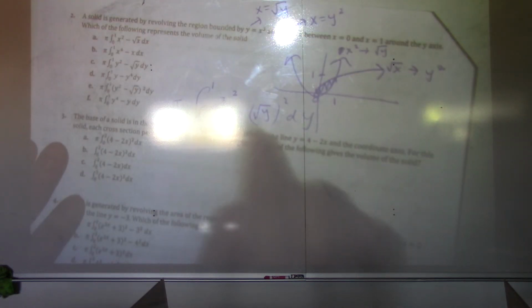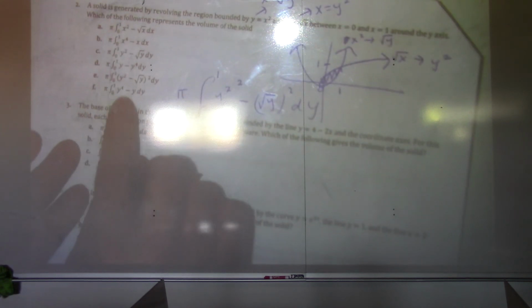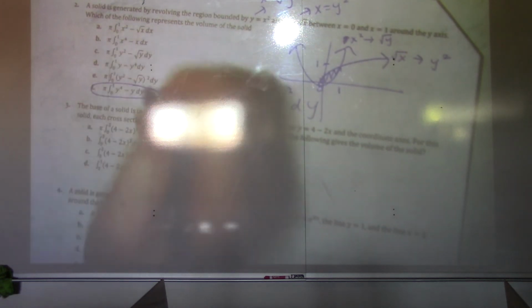This would become y to the 4th minus y, so pi times the integral from 0 to 1 of y to the 4th minus y.